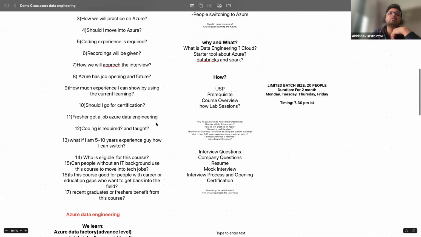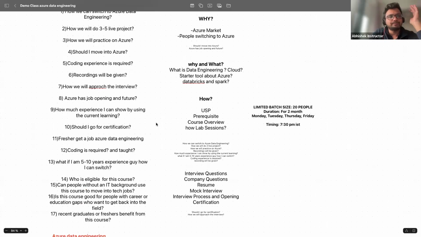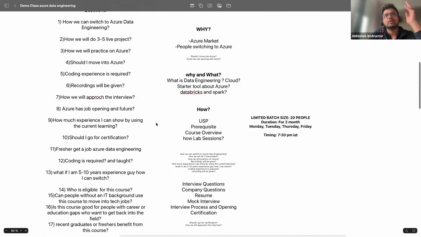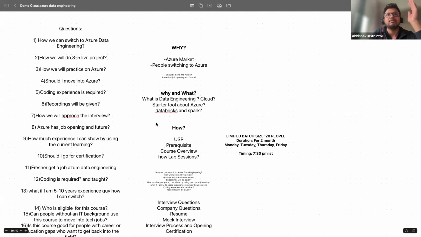I have tried to divide the whole set of questions into 3 parts. First we will understand the why, then the what, and then the how. Why means why particularly Azure we need to learn, and what is the importance of data engineering, and why we should switch to Azure, right? So that we will learn first, and then we'll stop for a couple of minutes, and you can ask questions. I will go through the chat and you can ask questions, right? And then we will understand the what of it.